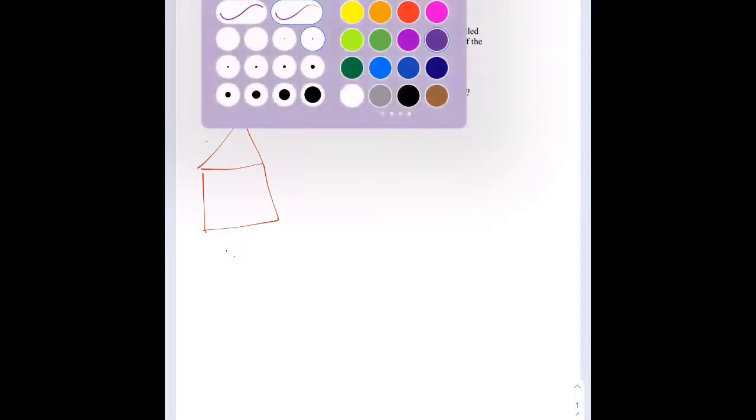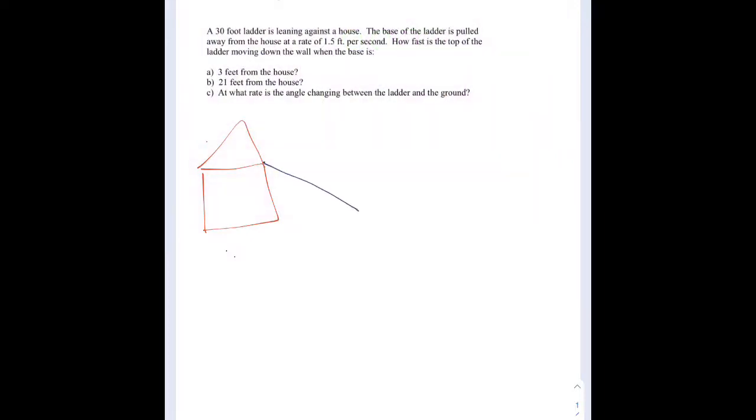So here is what's going on. I have a house, and I have a ladder. The ladder is 30 feet. That ladder is not a variable. The 30-foot ladder doesn't change. It doesn't automatically become a 25-foot ladder when it falls down the wall. It will remain 30 feet.